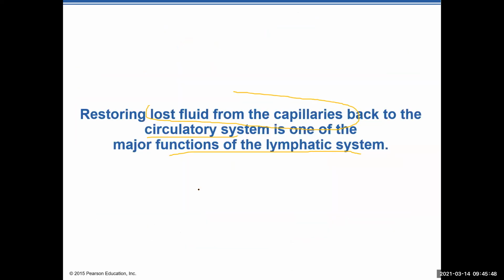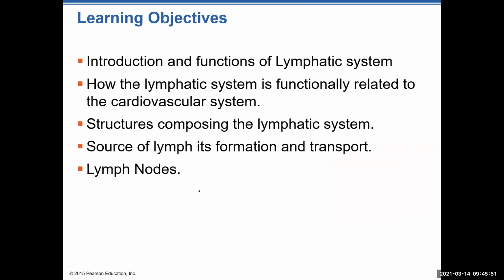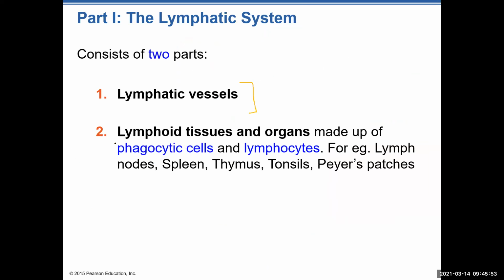And then, maybe in tomorrow's class, we'll talk about the lymphoid tissues. We're going to talk about what the various lymphoid tissues are, which are made up of phagocytic cells and lymphocytes. We'll also talk about lymphoid organs like your lymph nodes, how they purify the lymph, how they clean the lymph, how they kill the microorganisms or cancer cells present in the lymph. Then we're going to talk about the spleen as a lymphoid organ, thymus, tonsils, Peyer's patches. That will be the second part of it.